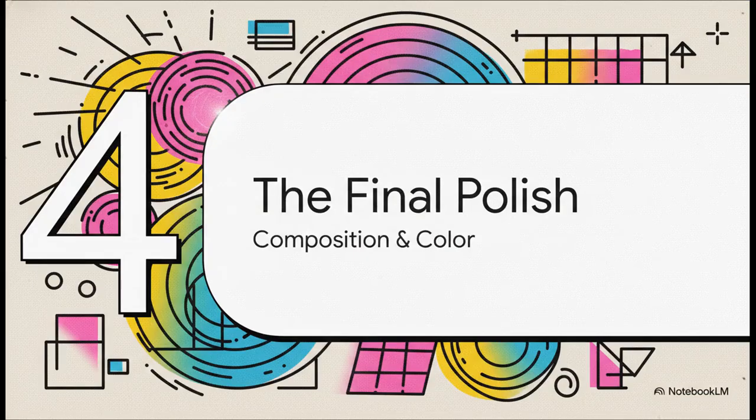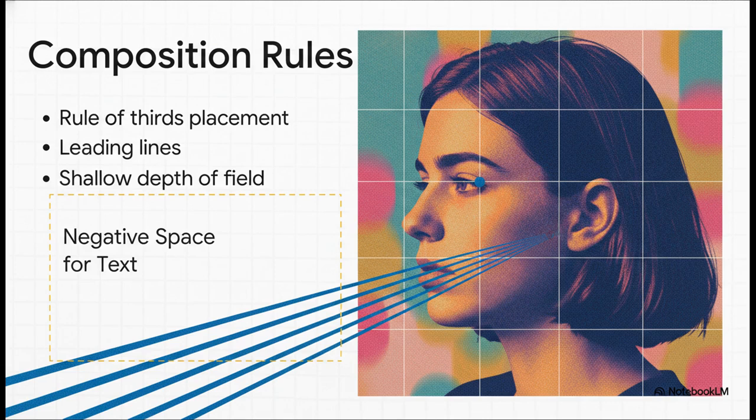Okay, so we've got our likeness, our scene, and our pro-level lighting. Now it's time for the finishing touches. These are the little details that really separate a good image from an absolutely incredible one. Did you know you can prompt for composition? You absolutely can. You can tell the AI to place your subject using the rule of thirds. You can ask it to use leading lines from the background to guide your eye. And here's a super useful tip. If you need space for a logo or some text, just ask for negative space on one side of the image.